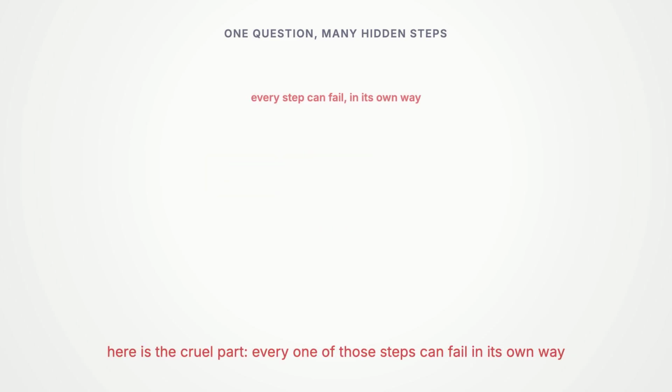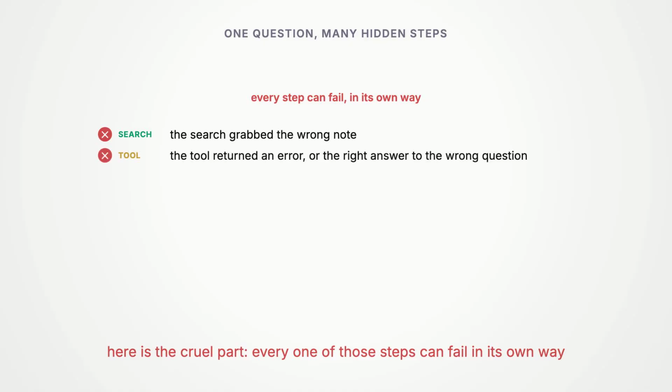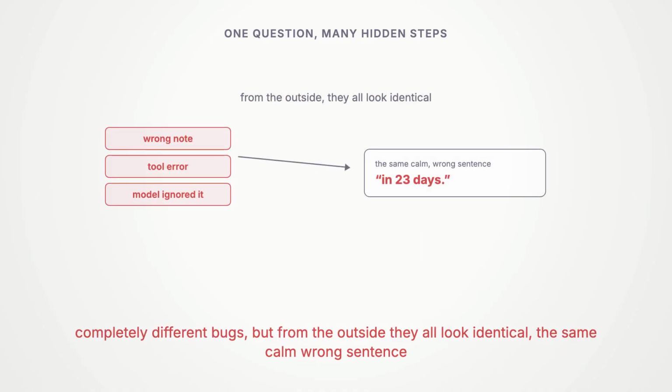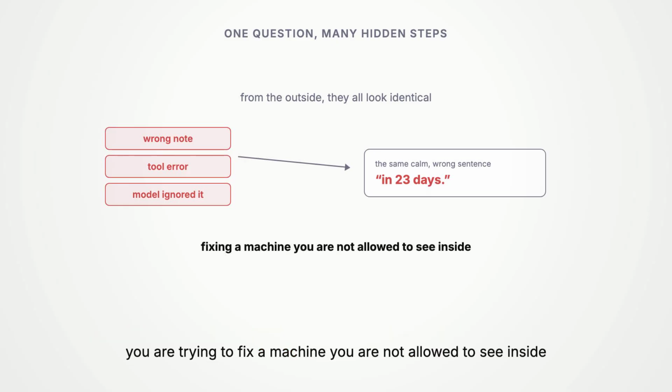And here is the cruel part. Every one of those steps can fail in its own way. The search could have grabbed the wrong note. The tool could have returned an error or the right answer to the wrong question. The model could have been handed a perfectly good note and just ignored it. Each of those is a completely different bug with a completely different fix. But from the outside, they all look identical. The same calm, wrong sentence at the end. You are trying to fix a machine you are not allowed to see inside. No serious engineer would ever accept that.